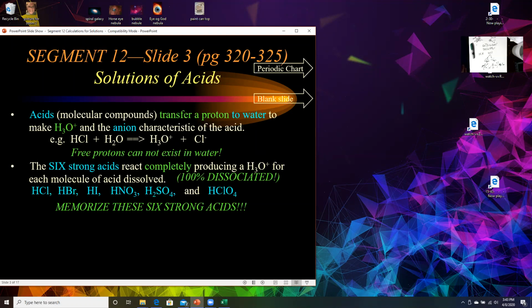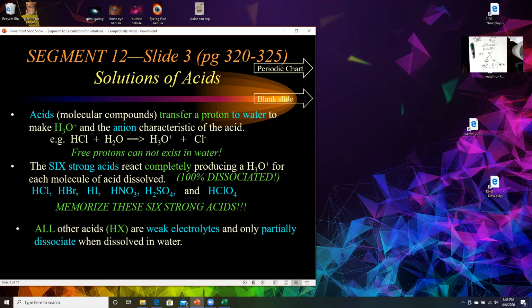They will dissolve a little bit, but we need to distinguish them so that we can tell whether a particular acid dissolves or not. So if you see HX, it just means it's a weak electrolyte unless that X is chloride, bromide, iodide, nitrate, sulfate, or perchlorate. The others just partially dissociate in water. This will be extremely important in Gen Chem 2.